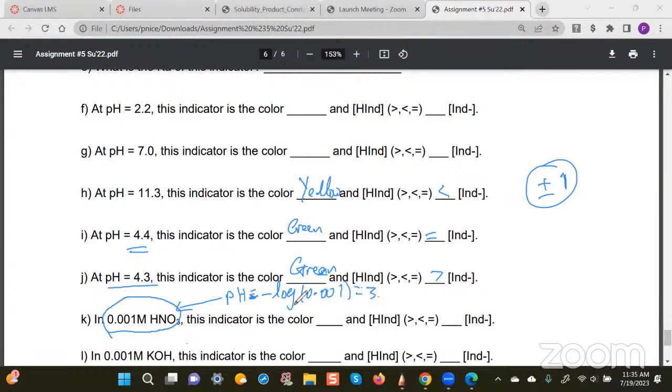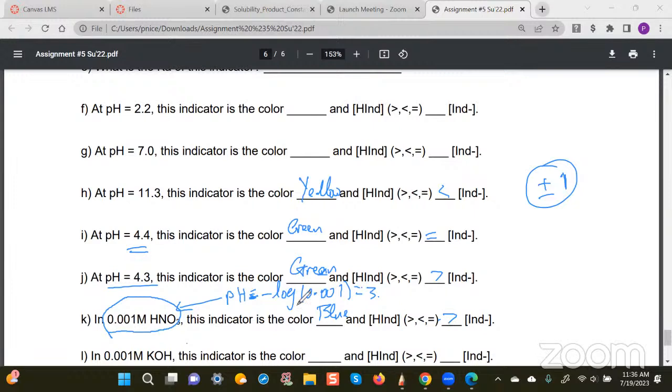And as you correctly said, you'd expect the solution to be blue because the 3 is less than the 3.6, right? And therefore, what would be the answer for this part here? Greater than? Exactly. All right.